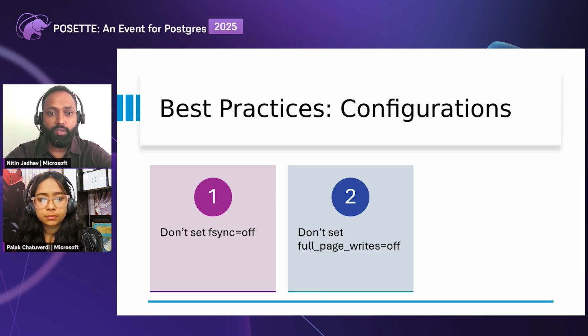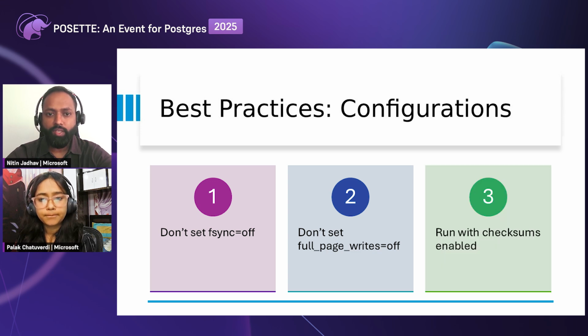The next one is don't set full_page_writes to off. This disables writing full pages to WAL during the first change after a checkpoint. So if a crash occurs mid-write, PostgreSQL may not be able to recover the page correctly. This can lead to silent data corruption, which is even more dangerous because it may go unnoticed. So don't set full_page_writes to off.